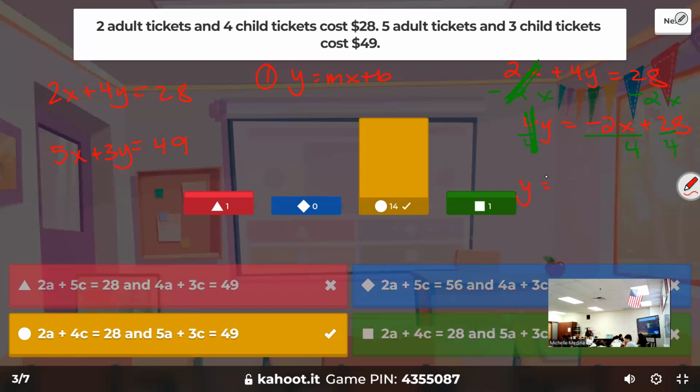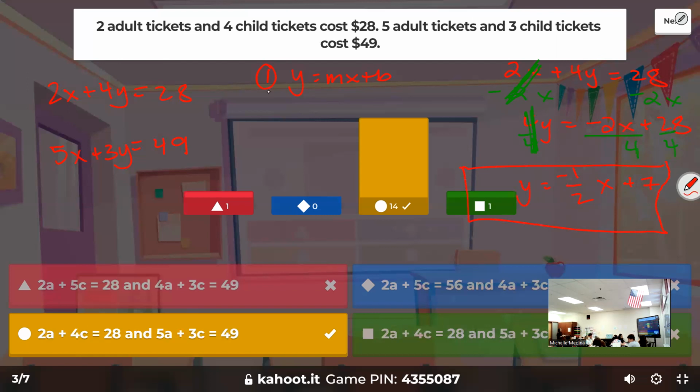What does the negative 2 over 4 simplify to? Negative 1/2, good, because it's allowed to be a fraction. In fact, it's pretty helpful if it's a fraction to rise over run. But it just has to be simplified. So negative 1/2 x, and then what's 28 divided by 4? 7. Now that is something that I could easily graph by hand, because now that it's in slope intercept form, I can see the two things that I really need in order to graph it by hand.